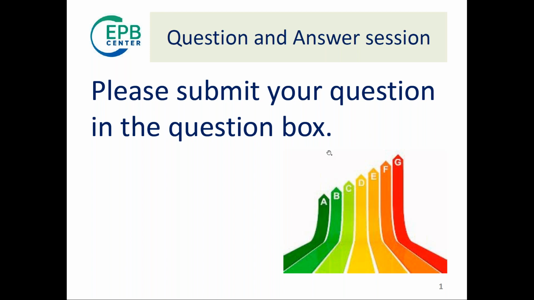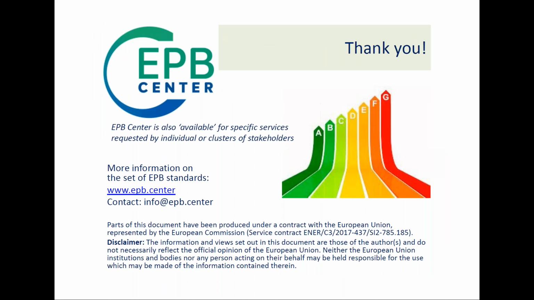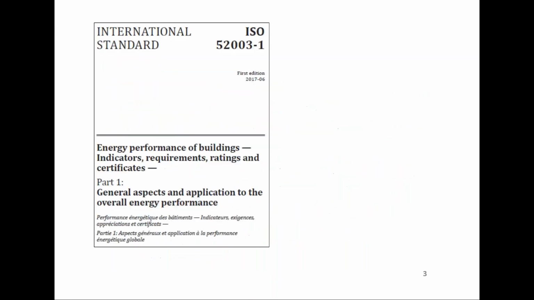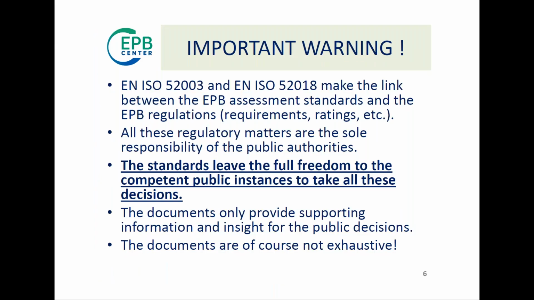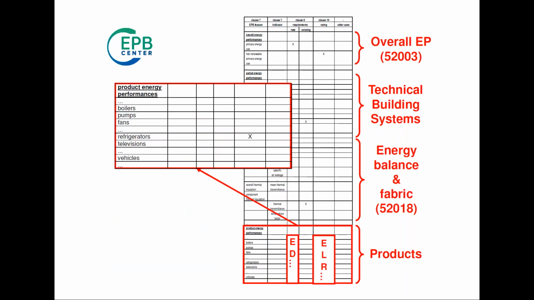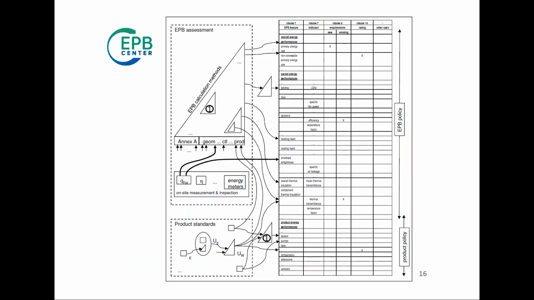Yes, for that purpose, I can go back to my slide. Just a second, I am moving to the slide concerned. We're almost there, I think. All right, it is this slide. So here on the top, you have the EPB standards and the EPB regulations. And on the bottom, you have the product standards and the product regulations, like the eco-design and energy labeling regulation.